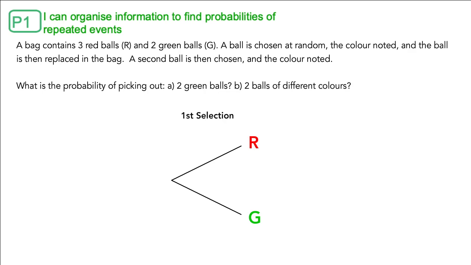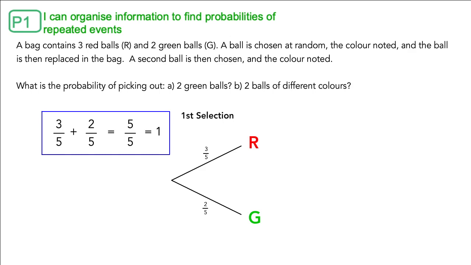Since there are different amounts of the colored balls, they won't have the same probability of being selected. In the bag, out of the 5 balls, 3 are red. This means the probability of selecting a red ball is 3 out of 5. There are 2 green balls, so the probability of selecting a green is 2 out of 5. As you may have noticed, the sum of any split of a branch is always a whole. 3 over 5 plus 2 out of 5 equals 5 out of 5, or a whole.